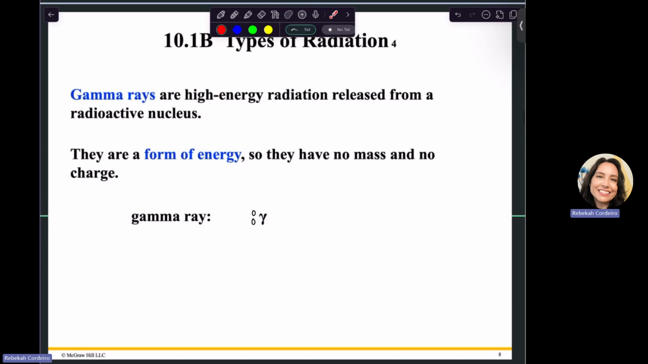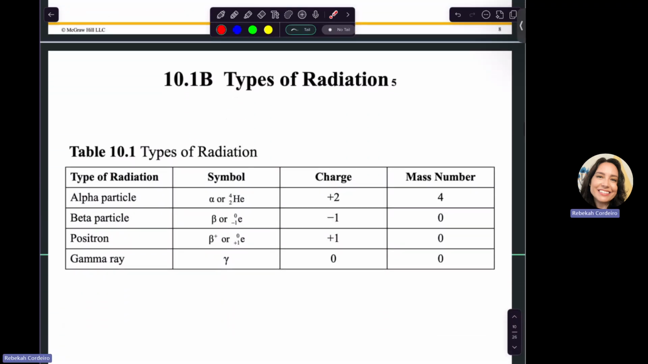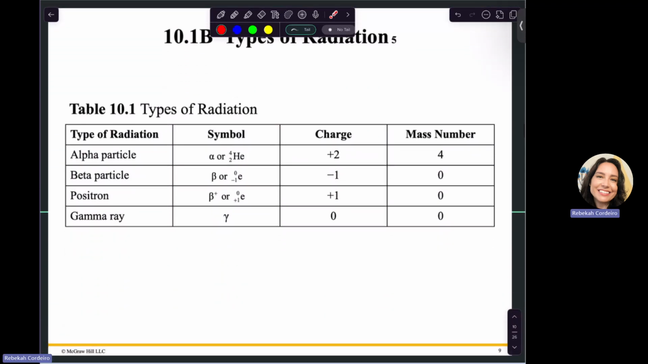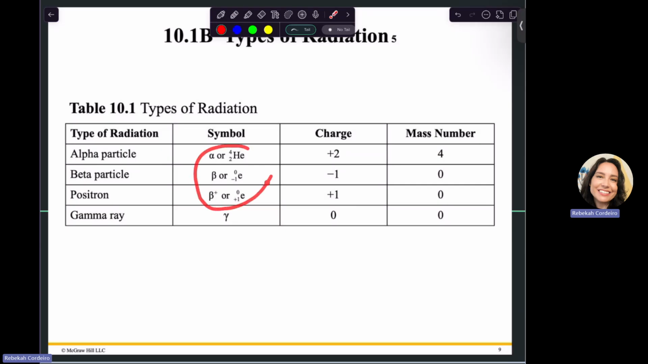It's a Greek letter. So here's a little table for you with the mass numbers and the charges, but you can just remember the symbols, especially the ones that have the numbers in them. So you can write the numbers in front of the Greek letters if you want to as well, if that's helpful.